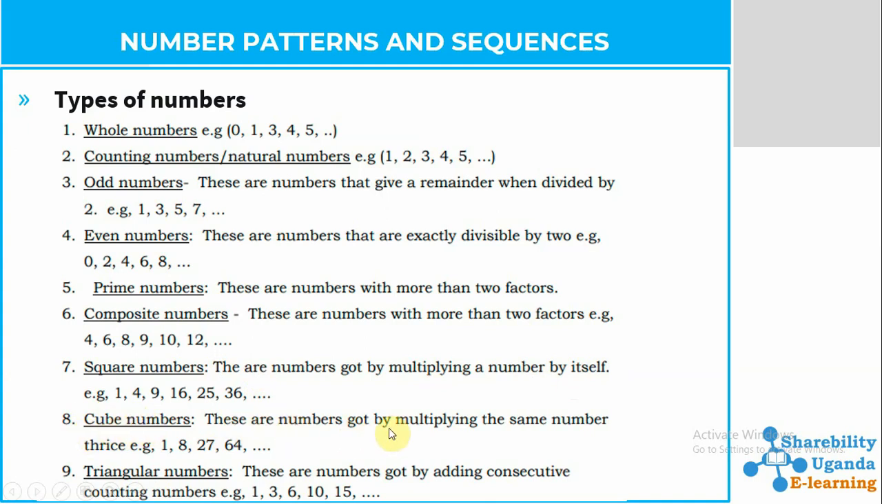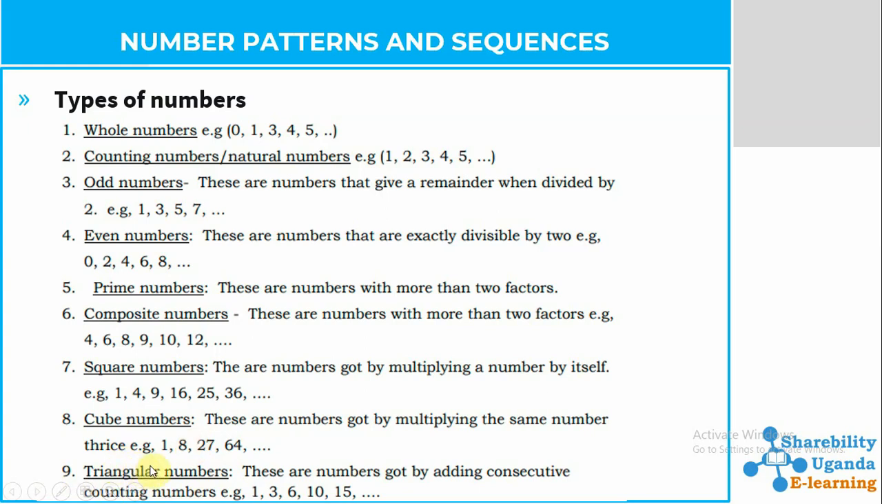Then we also have what we call cube numbers. These are numbers got by multiplying the same number thrice. You multiply the same number 3 times, okay? So you'll be able to get what we call a cube number.